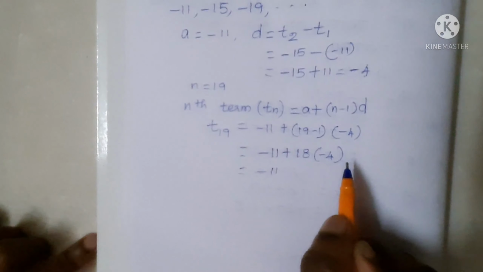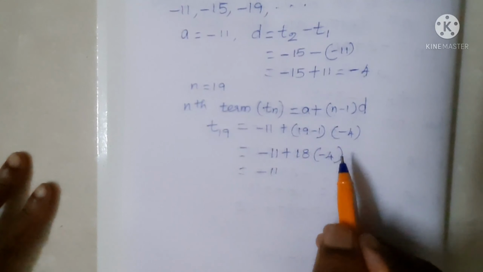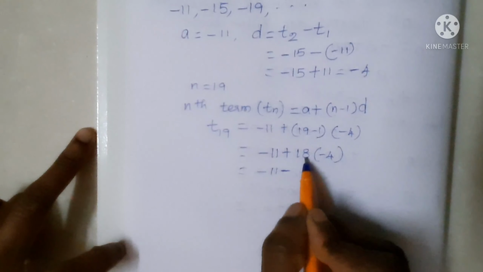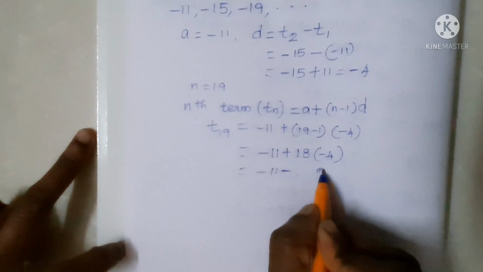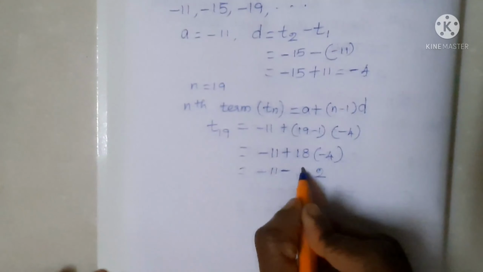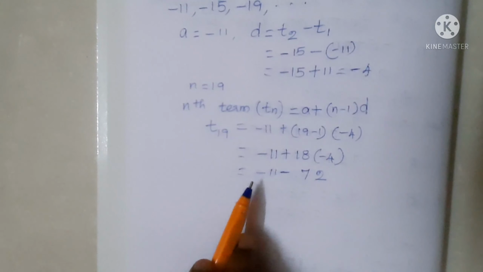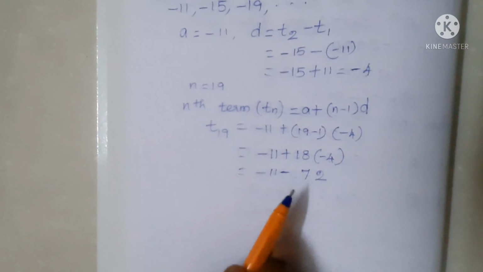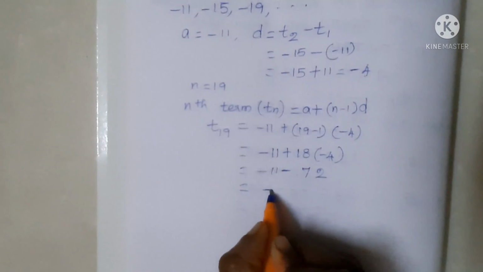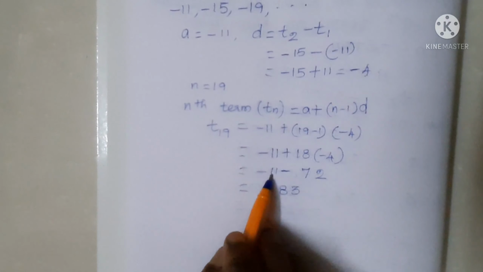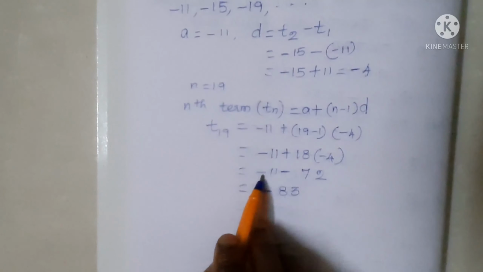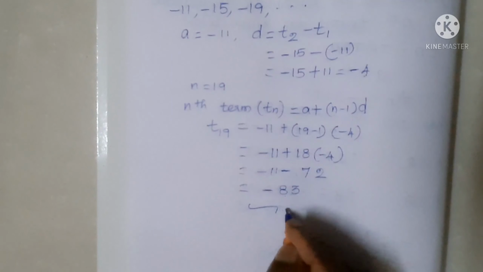18 into minus 4, if you multiply, you will get 18 into minus 4. So, plus into minus, that is minus. 8 4s are 32. So, remaining 3, 1 4 is 4, 4 plus 3 is 7. So now you will get two numbers, both with a minus sign: minus 11, minus 72. Two numbers have the same sign, so you add the two numbers and write the sign. 11 plus 72, if you add, you will get 83. Both the numbers have minus sign, so you put minus 83.